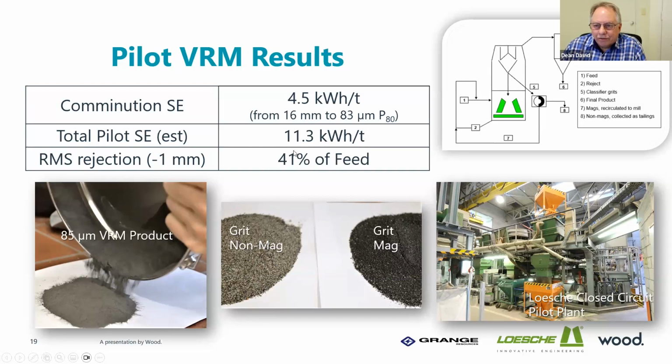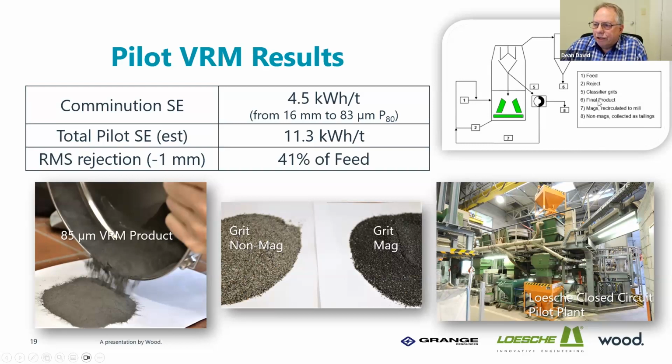And the rejection of -1 millimeter rougher mag separation non-mags, which you can see down in this picture. There's your mags, there's your grit non-mags, was 41% of the feed mass. And that again is a pretty realistic number that can be achieved at full scale, depending on how you set the machine up. You can see these magnetics here, quite granular from what we call the grit, and the final product is obviously very fine and powdery magnetics, or quite high in magnetics.